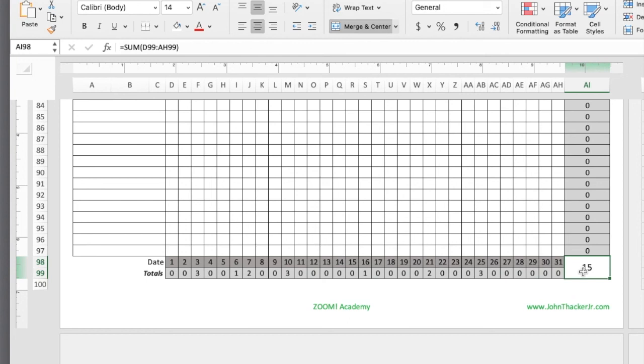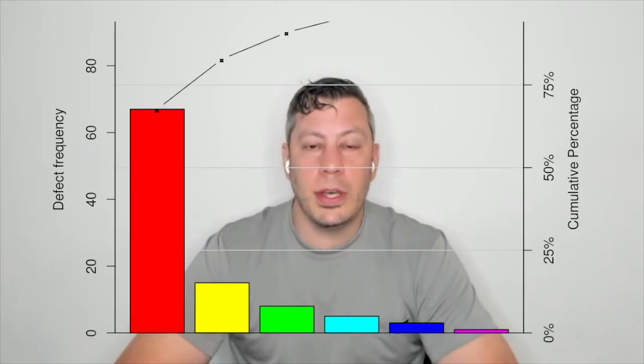Once you have this information, you can take this chart and create a Pareto analysis that allows you to focus your efforts on the failure mode you're having the most trouble with. And we'll probably look at that in a future video.